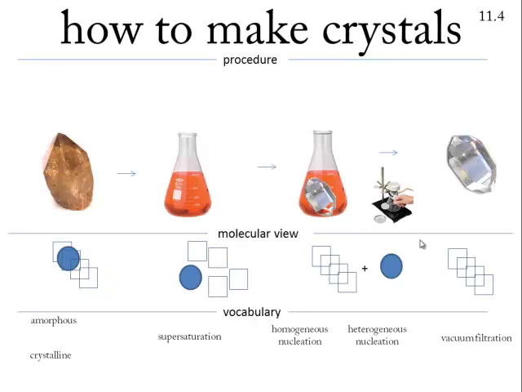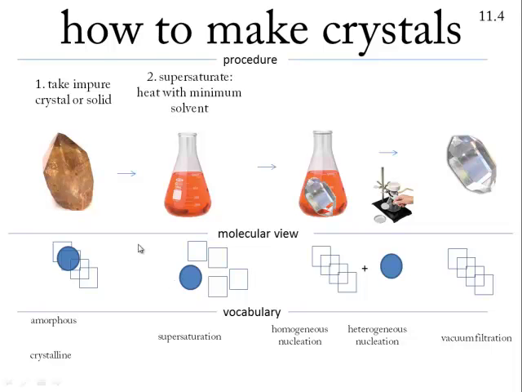Okay, here's how to make crystals. This is screencast 11.4. It's a four-step process. First, you take an impure crystal or a solid like this one here, and then you supersaturate it. That means you heat it with a minimum of solvent.